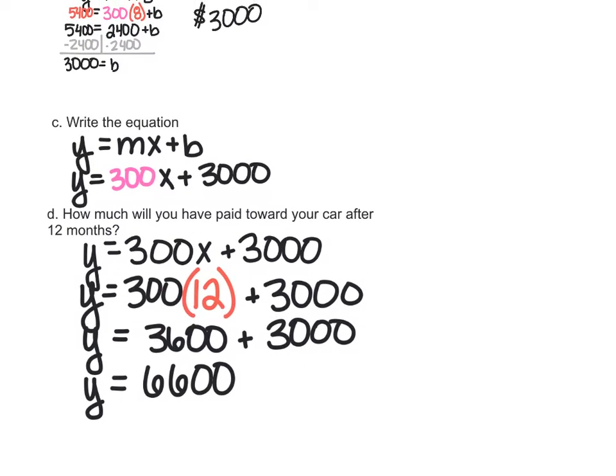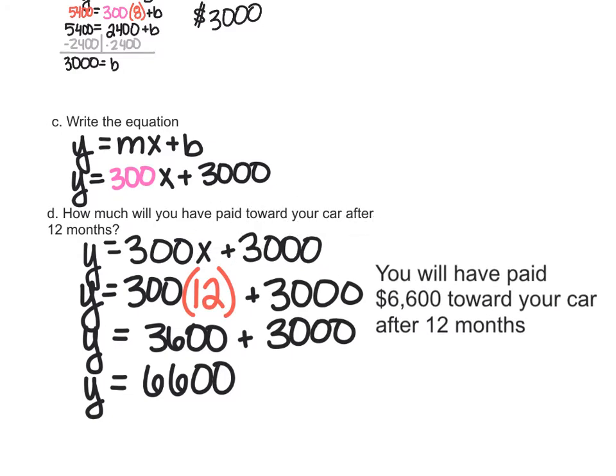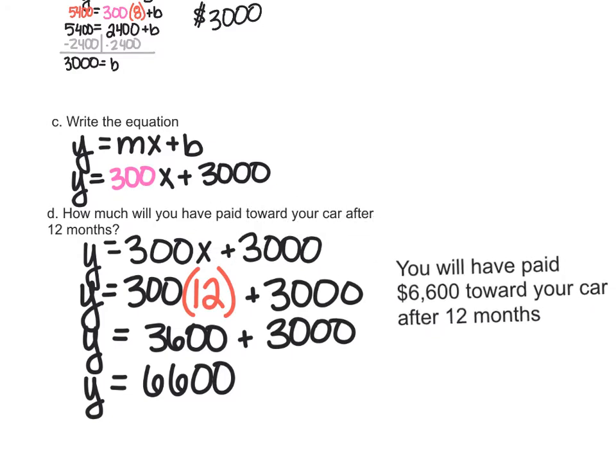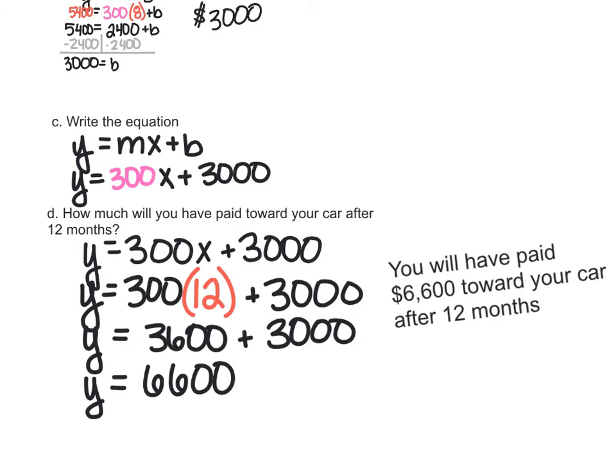Now the last step here is to take my answer and interpret it, put it into a concluding sentence, and relate it back to the problem. So how much will I have paid towards my car after 12 months? Well, now I can give a concluding sentence and say I will have paid $6,600 toward the car after 12 months. Again, because y represents money, and we plugged in 12 months into x.